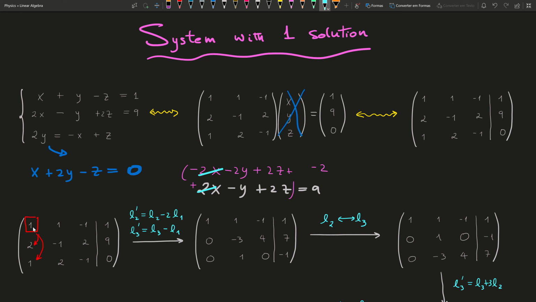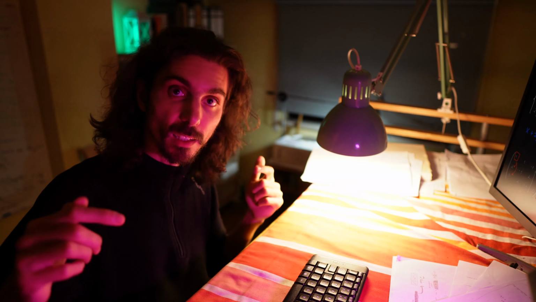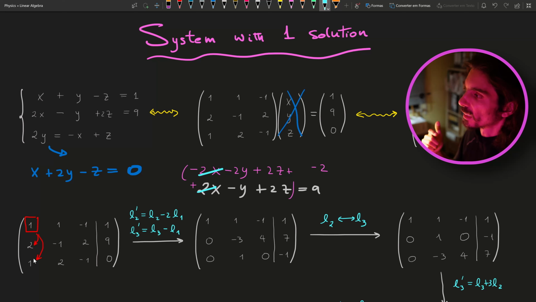Now we just repeat the process and use this pivot to eliminate the 1 on the third equation. To do that, I'm going to multiply the first equation by minus 1 and then add it to the last equation. This is what I wrote here. The new L3 equation, L3 prime, is equal to the old L3 minus the L1 equation. Well, let's do the calculation. 1 minus 1, well, it's 0. 2 minus 1 is 1. Minus 1 minus 1 gives you 0, because the minus cancel. And finally, 0 minus 1 is minus 1.